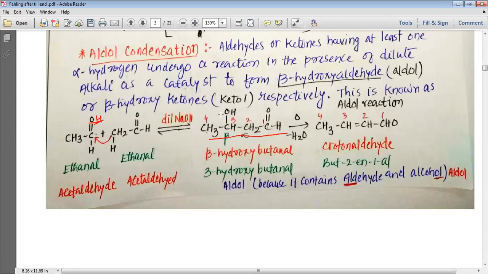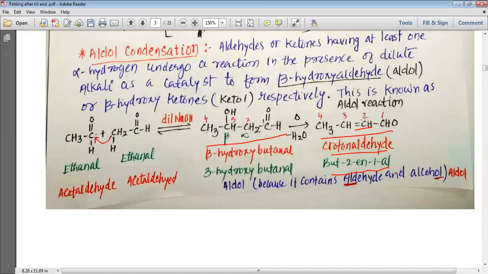On the beta carbon we have a hydroxyl group, and we have aldehyde as a functional group. So we get beta hydroxybutanal. And when we heat this product, my dear students, one OH group is removed from here and one hydrogen is removed from here, and a double bond is formed between them. So you can see that we get the double bond formed. This particular compound is known as crotonaldehyde or but-2-en-1-al, and this is how the aldol condensation takes place.